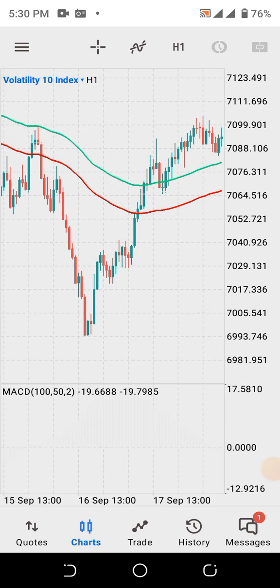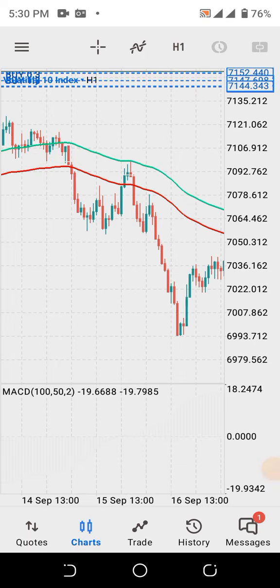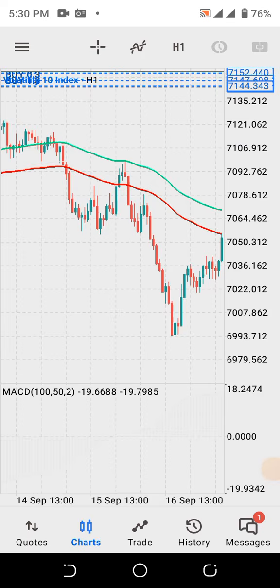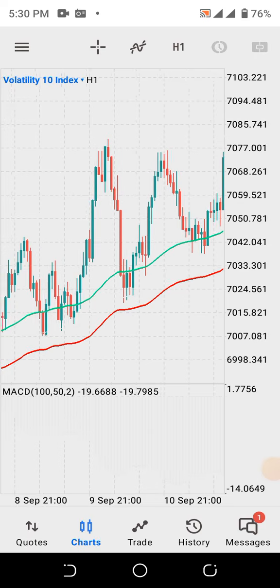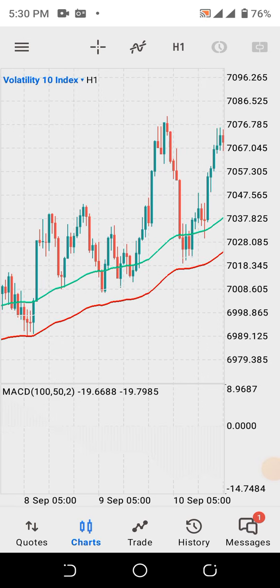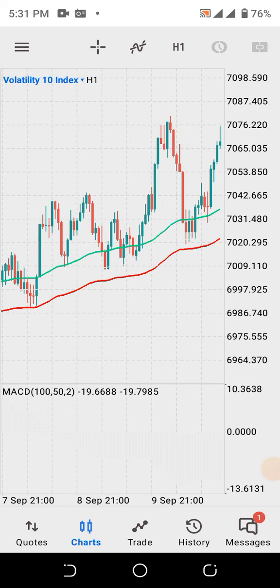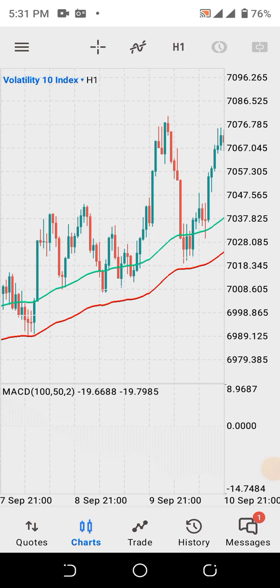Now, this is the volatility 10 index on the 1 hour time frame. As usual, with any strategy I'm showing you, always pay attention to the pair and the time frame. So this is the volatility 10 index on the 1 hour time frame.